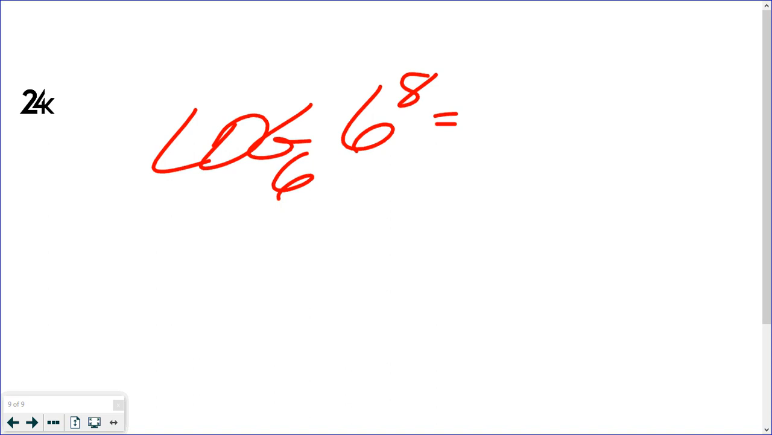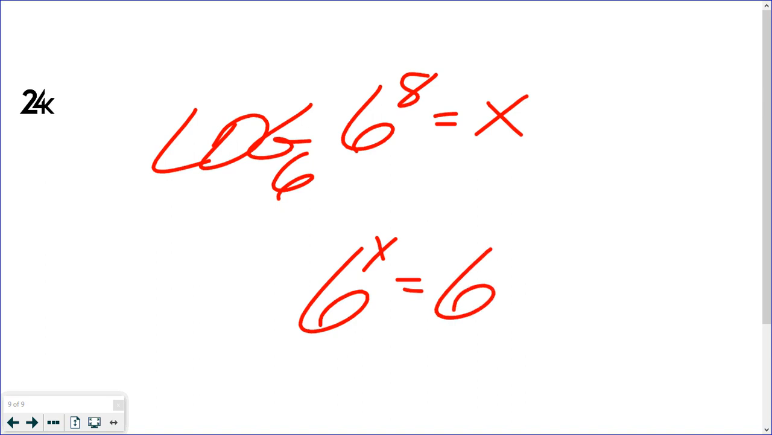How about this one then, slick? Log base 6 of 6 to the 8th equals what? That's too easy. 6 to the x equals 6 to the 8th. X equals 8.